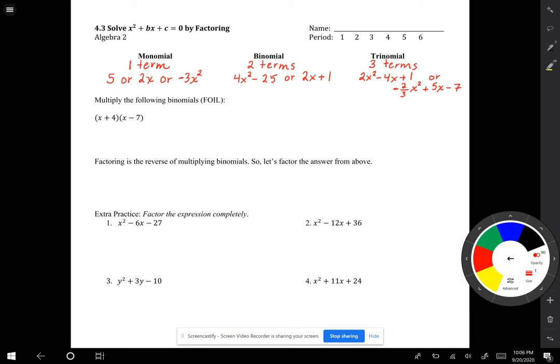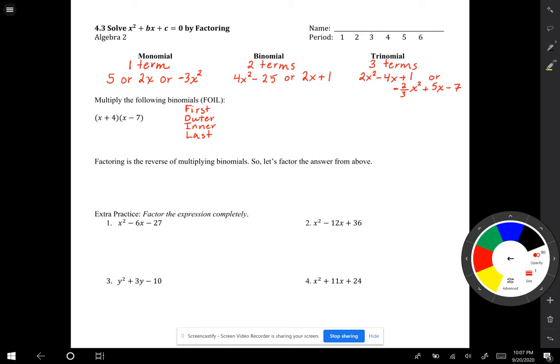A refresher, hopefully, is multiplying two binomials together. Remember, a binomial, bi means two, has two terms, and when you're asked to multiply them, you use a technique called FOIL. The F stands for first, outer, inner, and last. It only works for multiplying two binomials. You can't multiply trinomials or four terms using FOIL.